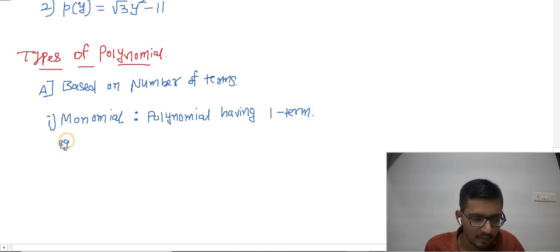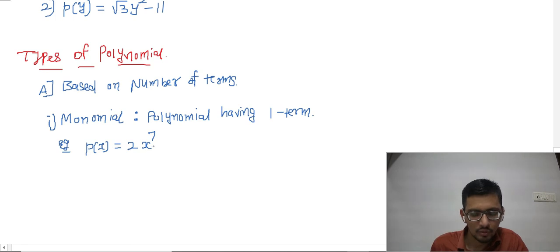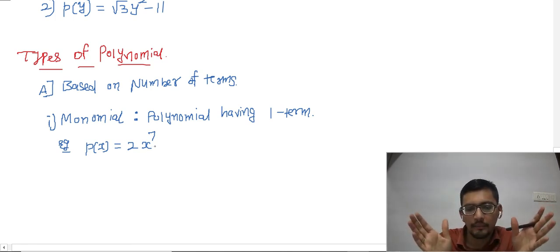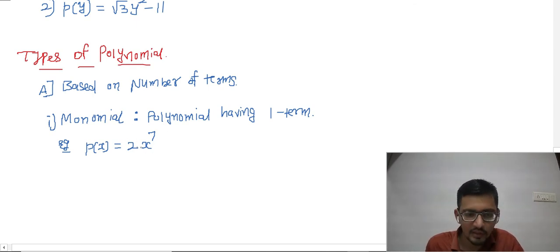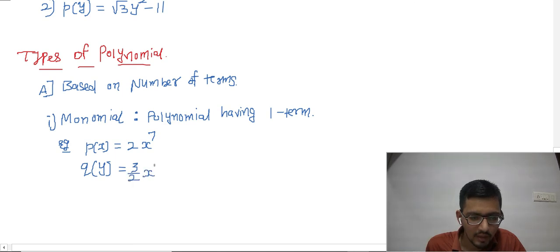Okay, example, if I'm writing here, see, p of x is equal to 2x to the power 7. So plus minus will separate term. 2x to the power 7 means 2 multiply x to the power 7. It will be treated as a single term only. So it is called monomial.